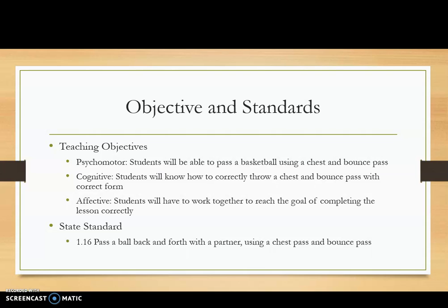The objectives and standards for this lesson plan: the teaching objectives for psychomotor would be the students will be able to pass a basketball using a chest pass and bounce pass. Cognitive: students will know how to correctly throw a chest and bounce pass with correct form. Affective: students will have to work together to reach the goal of completing the lesson correctly. The state standard that is involved is 1.16, pass a ball back and forth with a partner using a chest pass.